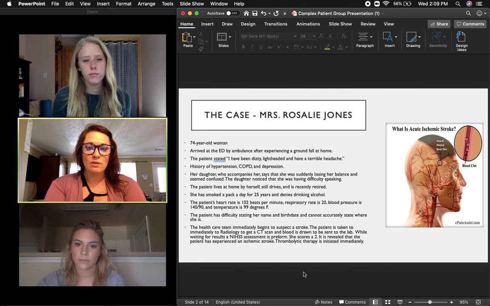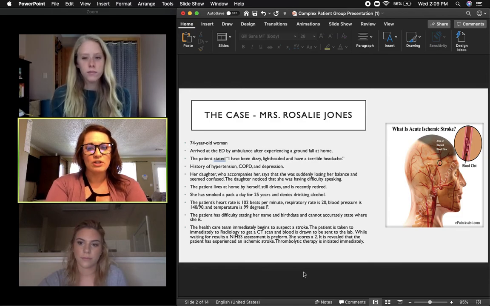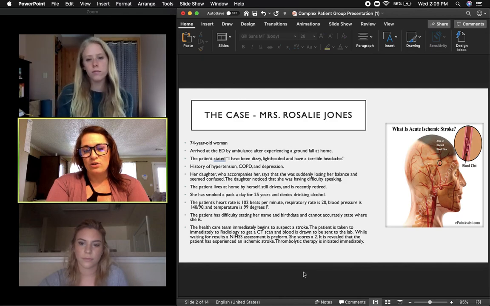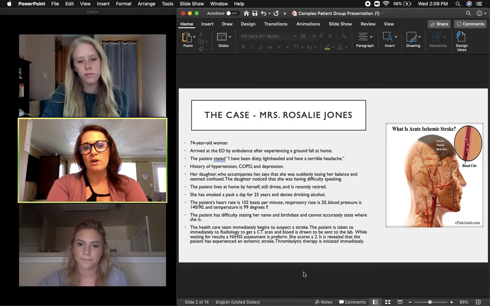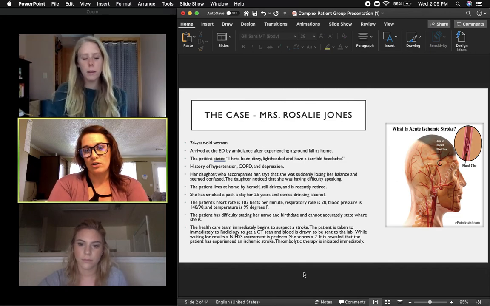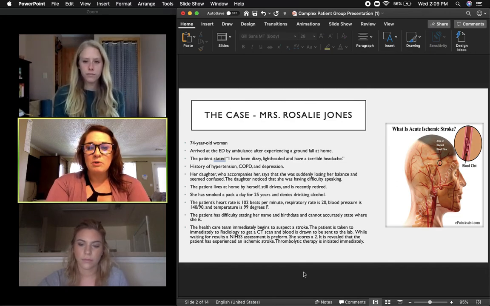Upon assessment, the patient's heart rate was 102 beats per minute. Her respiratory rate was 20. Her blood pressure was 140/90, and her temperature was 99 degrees Fahrenheit. The patient had difficulty stating her name and birthplace, as well as not being able to accurately state where she is. The healthcare team immediately began to suspect there was a stroke, so the patient was taken immediately to radiology to get a CT scan.